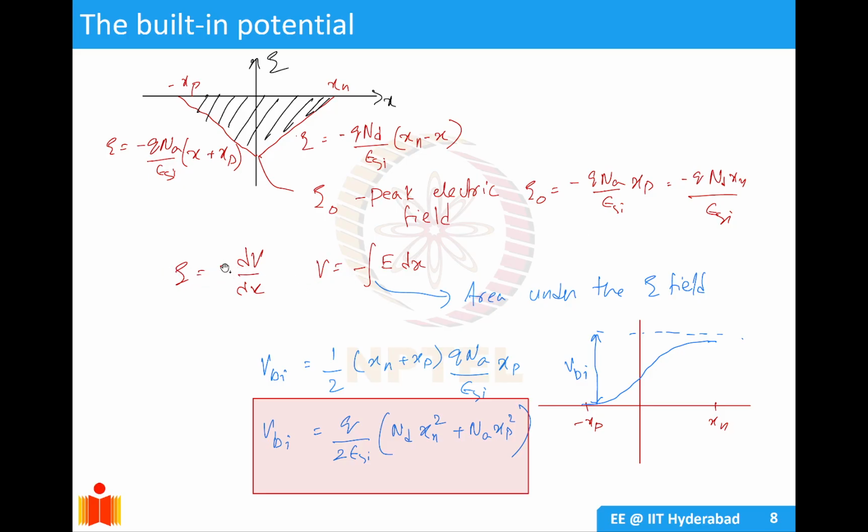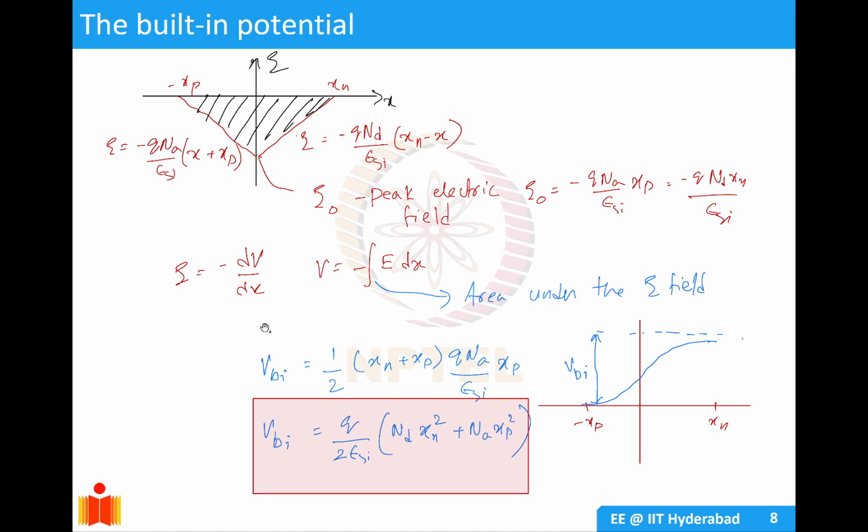Also, electric field is minus dV by dx. So you can calculate V by integrating over the electric field, minus integration E dx, which is basically the area under the electric field. So this area gives you the voltage. If you integrate over this region, you will get the voltage going from 0 to some value here, and this increase in voltage is called VBI, or built-in voltage.